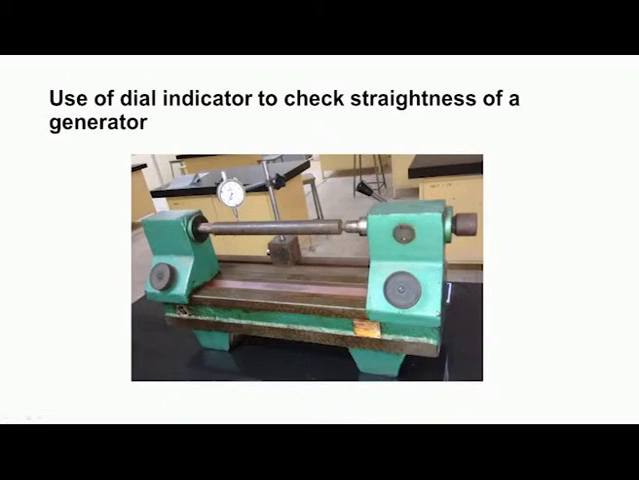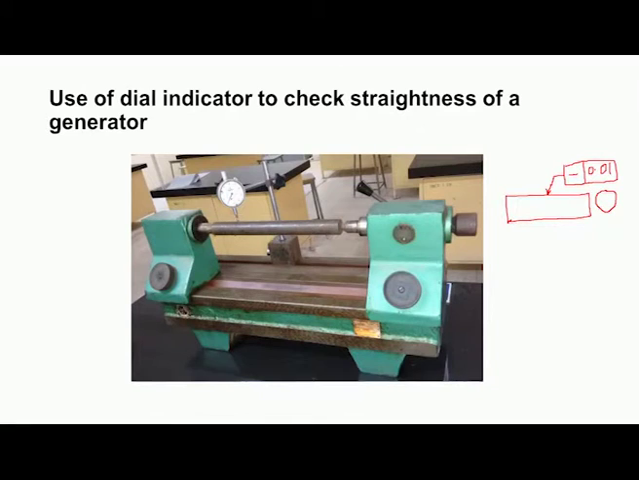Now, we can use a dial indicator or a test dial indicator to check the straightness of the generators on the cylinder. Say this is the cylinder with some diameter, and the straightness is specified to be say 0.01 millimeter. So, this is the specification tolerance, the straightness tolerance.